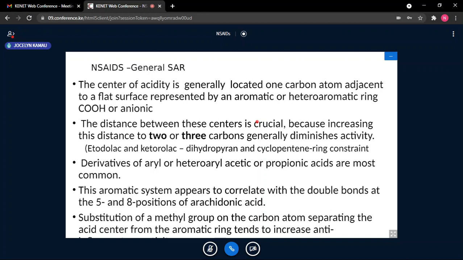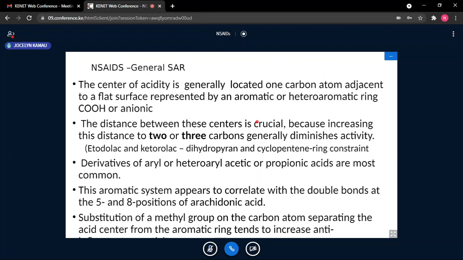These are the general SARs, but there will be specific ones. Some will be a repetition of what we have done, but there will be unique ones associated with every class, which allow salicylic acid to have a carboxylic acid directly attached, ibuprofen to have a propionic acid, and indomethacin to have an acetic acid. So we look at the general and, of course, the specific for each group.